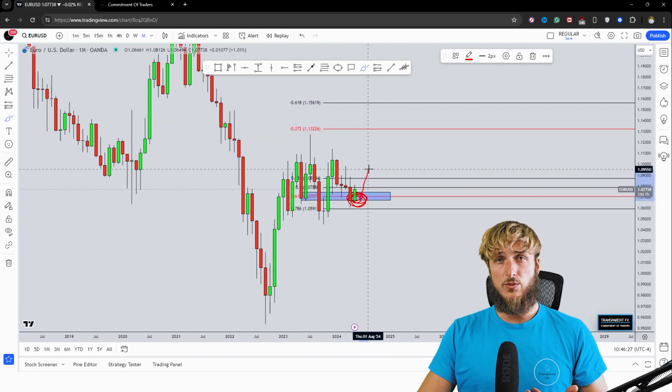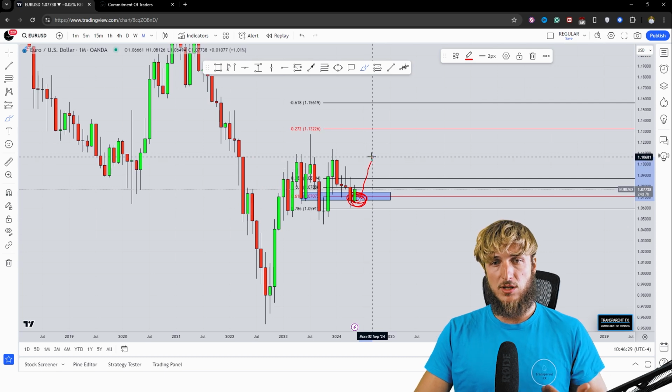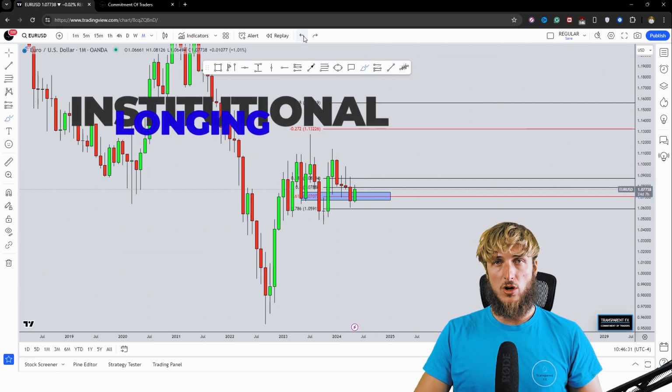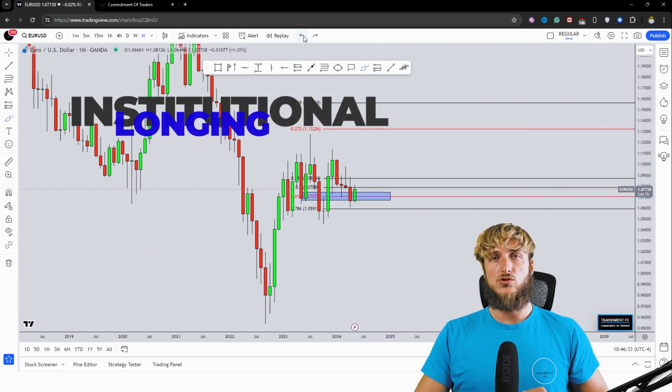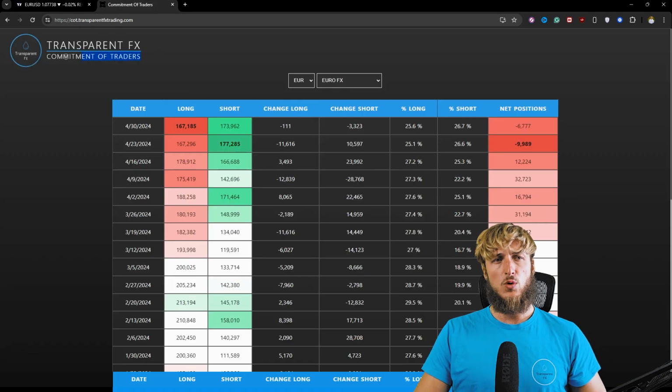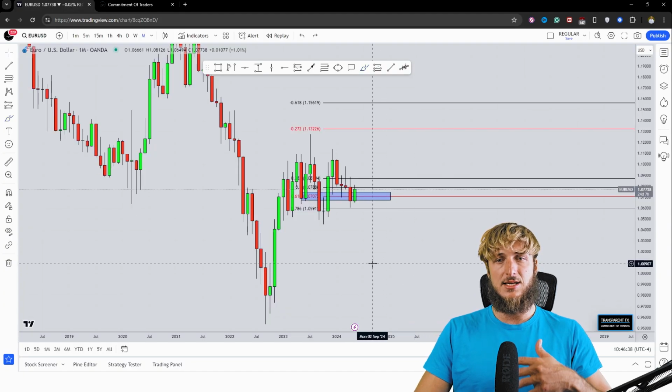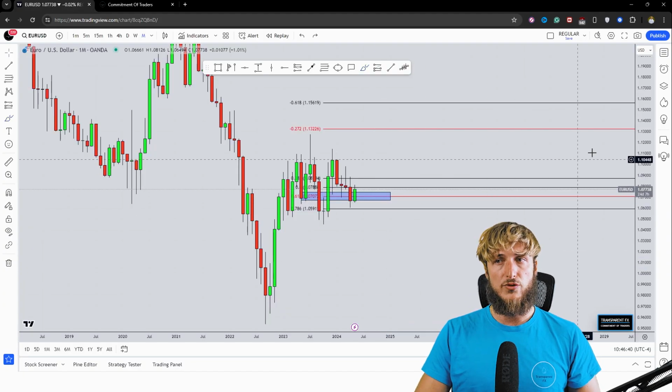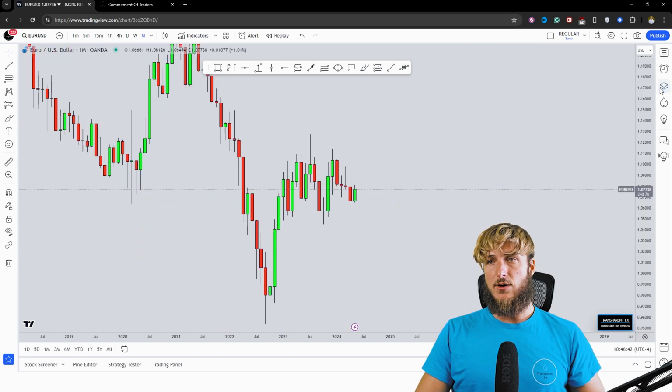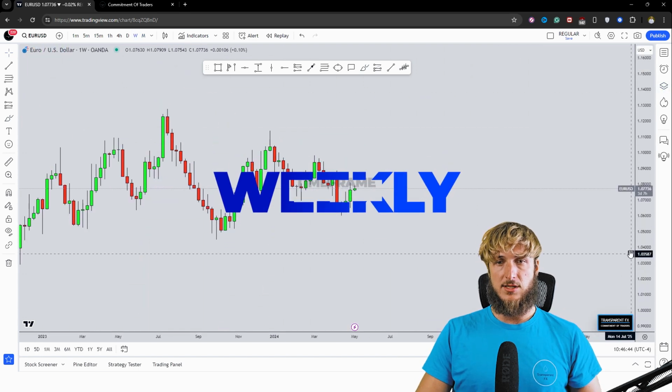And when you see confluence of support, that increases the probabilities of seeing institutional longing. And we will be speaking about institutional longing in just a few minutes when we move to the commitment of traders and see how hedge funds are moving their orders. For now, let's drop down on the weekly time frame and see what we have.